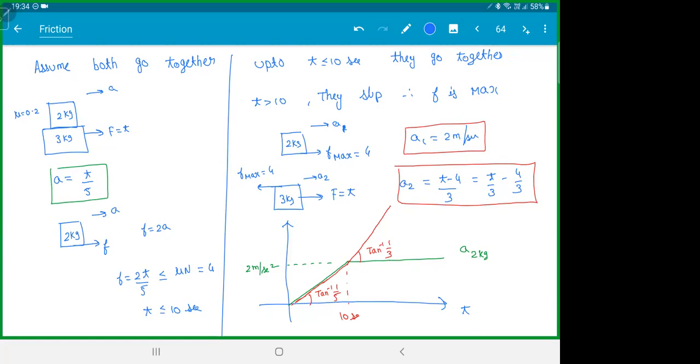I hope you understood how I'm getting those angles. If you're confused, please ask. Basically, it is from the slope. This is looking like y is equal to mx, m ka place mein 1 by 5. This is looking like y is equal to mx plus c, m ka place mein 1 by 3. So initially the slope of the line is tan inverse 1 by 5, tan theta 1 by 5, and then it is tan theta 1 by 3.